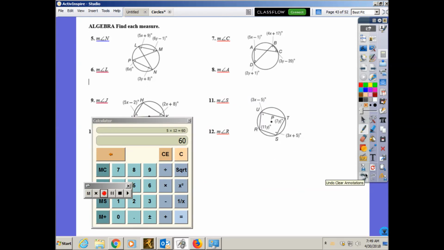What we learned is that if a trapezoid is inscribed in a circle, then the opposite angles are supplementary. They add up to 180 degrees. So I'm first asked to find S. So I'm going to take 3x plus 5, and I'm going to add to it 3x minus 5, and it's going to equal 180. And I'm going to ask you, why am I setting this equal to 180?